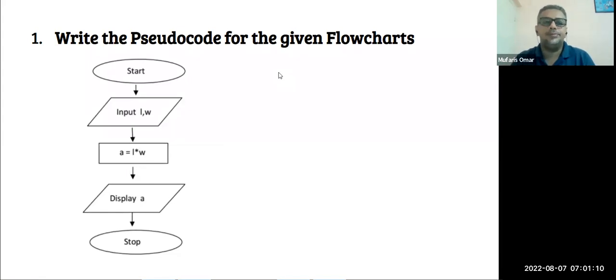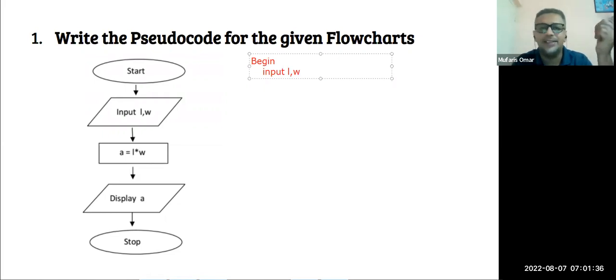Right, it's okay. How do we write it? First, we'll start the pseudocode. So begin, right? What is the next statement? Input two variables, L and W. You can use the keyword input, we say input L, comma, W. Or if you want, you can use read or get.